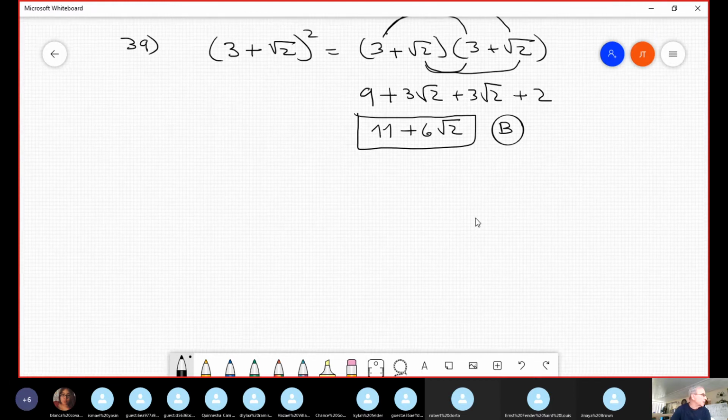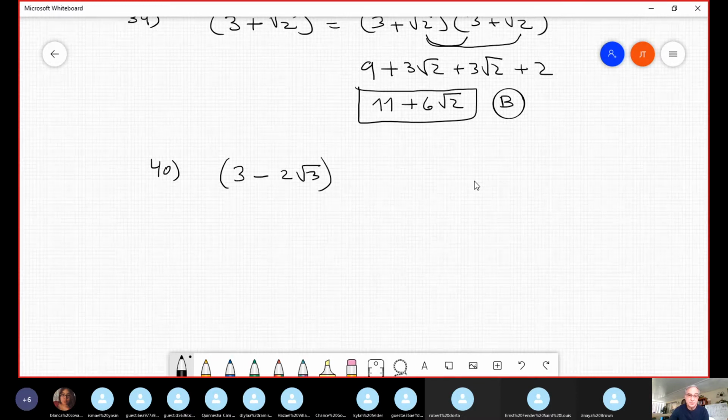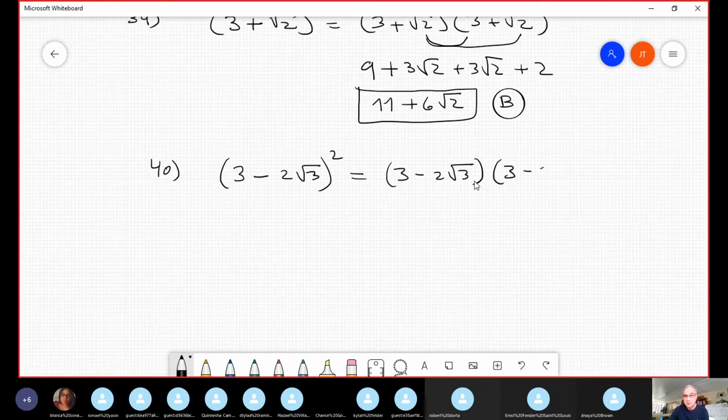Okay, 39, now 40. 40 is similar. It's 3 minus 2 radical 3, squared. So this is equivalent to saying 3 minus 2 radical 3 times 3 minus 2 radical 3. And we FOIL.